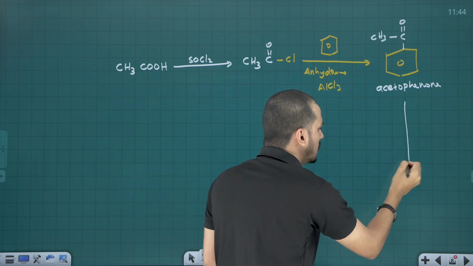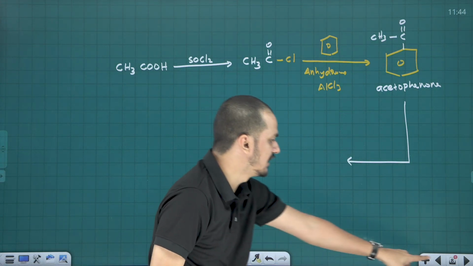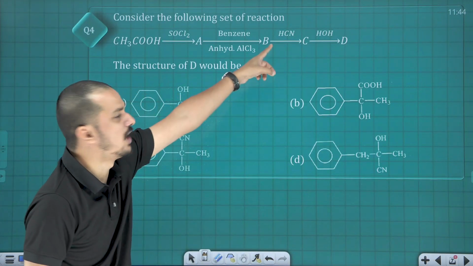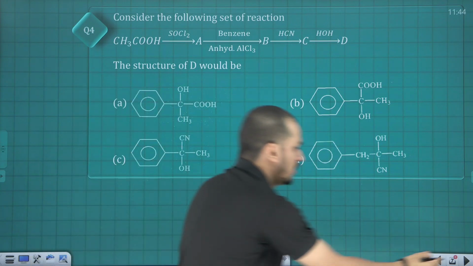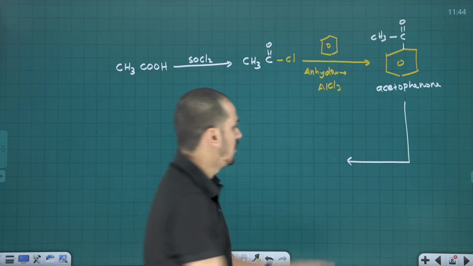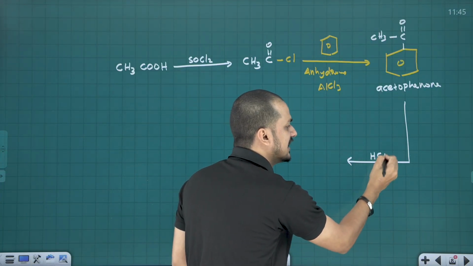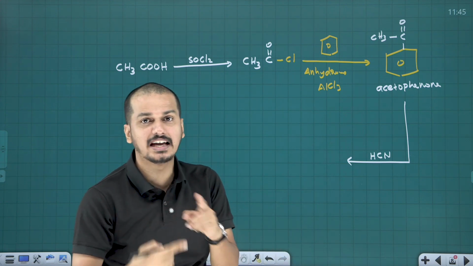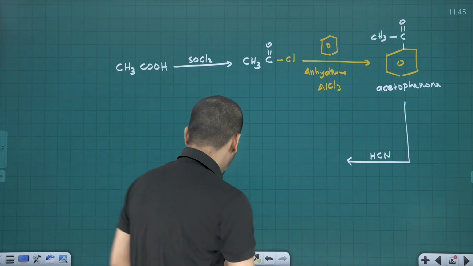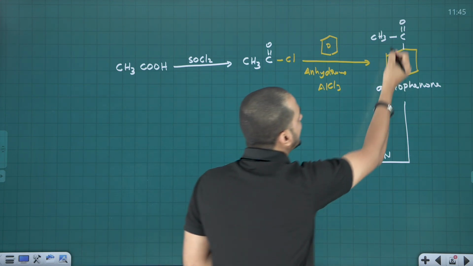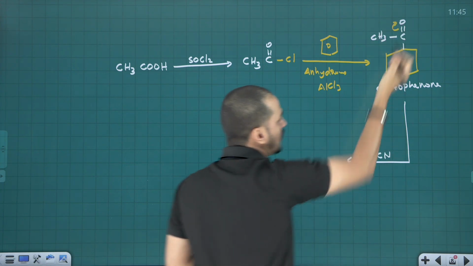Acetophenone. What are you doing next? You are treating this acetophenone with HCN. Carbonyl compounds on reaction with HCN will form cyanohydrin. That idea you guys learned. Why? Because this oxygen will take the electron towards it.